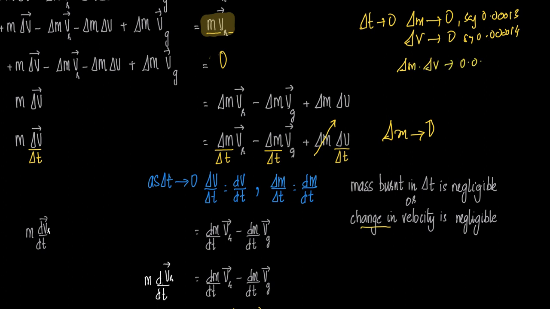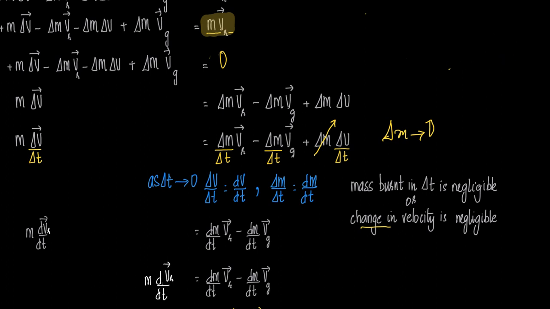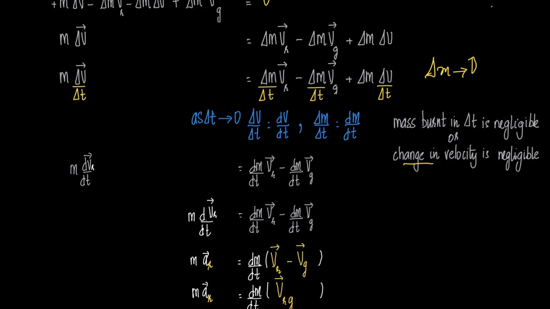That would be 0.00000, a very, very small number. Therefore, we can neglect this entire thing over here, which means we can neglect this term completely. If we remove this term, we are left with only two terms on the RHS. Delta m by delta t becomes dm by dt, and the LHS is delta v, which becomes dv by dt.